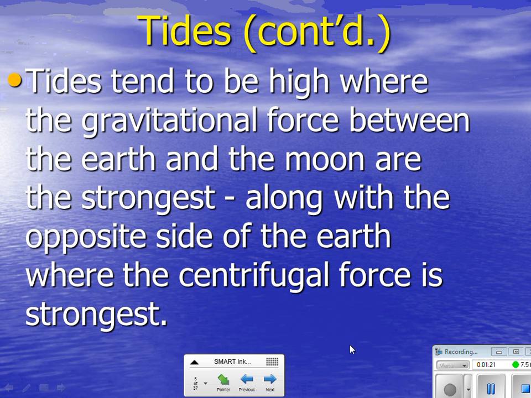Tides tend to be high where the gravitational force between the earth and the moon is the strongest, along with the opposite side of the earth where the centrifugal force is strongest. So if you think about the earth, taking a look at the picture on your notes, you get a bulge of water on one side wherever the moon is, and then on the opposite side, an extra bulge because of the way that the earth spins. And then if you have the sun on one side and the moon on the other side, each of those is pulling water towards itself. So that makes those bulges as well.